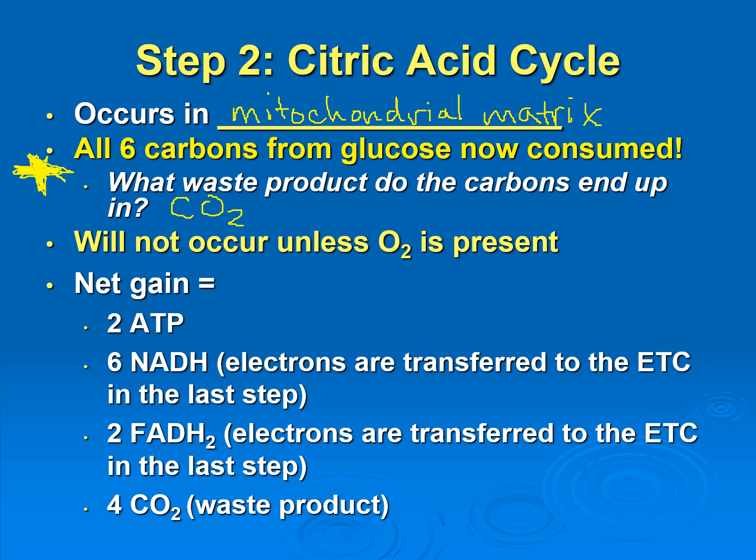Okay, and this step, we do need oxygen for it to occur, because remember, your mitochondria don't work unless oxygen is present. We do make a tiny bit of ATP, just 2 ATP in this step, and we rip electrons off of the food particles and fill up our electron carriers. Those electrons are going to be transferred to the electron transport chain in the last step. You don't need to memorize any of these numbers. The big thing is just to know these things that are in yellow.